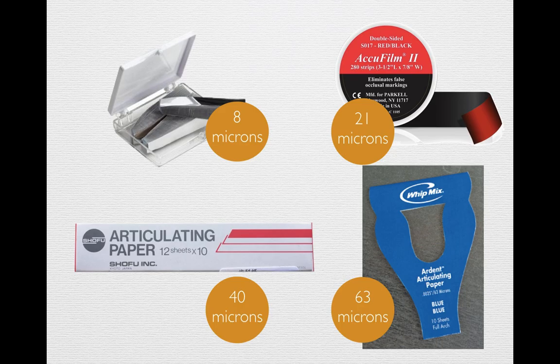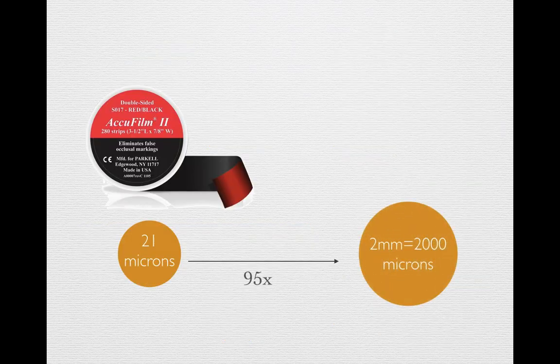So before you start to use articulating paper, you have to check the manufacturer's instructions to understand the thickness you are really using, even if it looks the same. So we know the vacuum film 2 that we use most commonly in the clinic is 21 microns. And right now we want to get 2 mm reduction, which means 2000 microns. So that's 95 times the vacuum film.